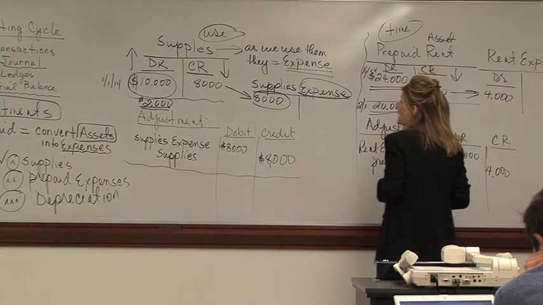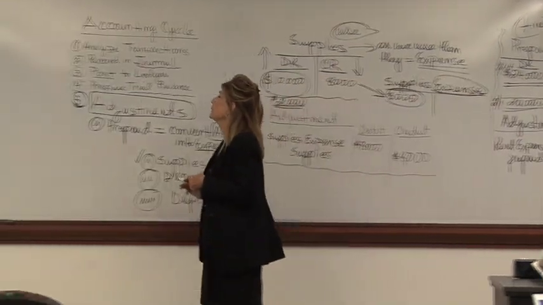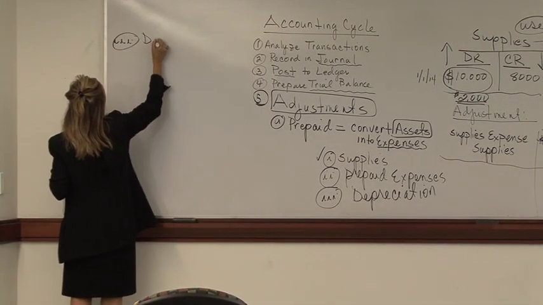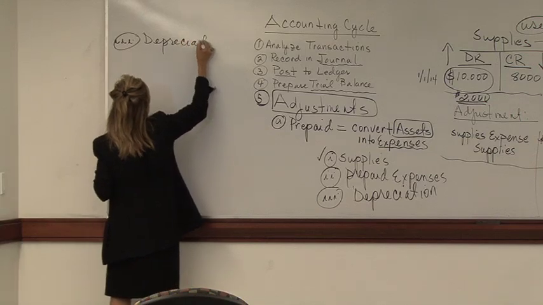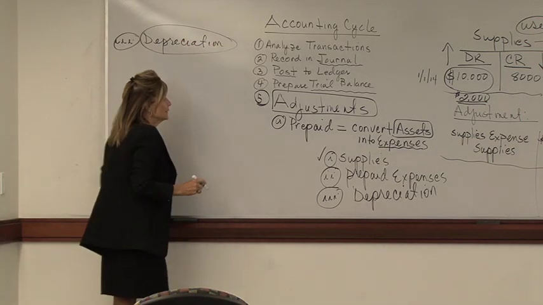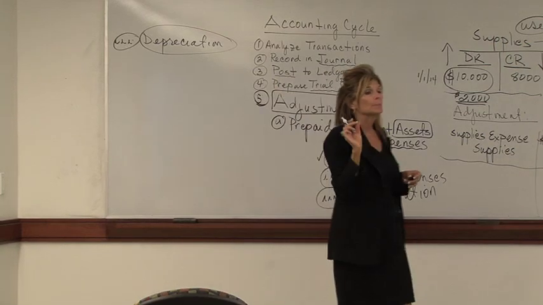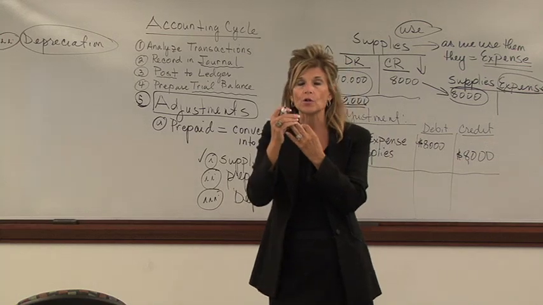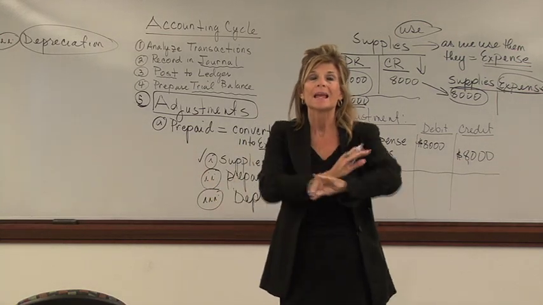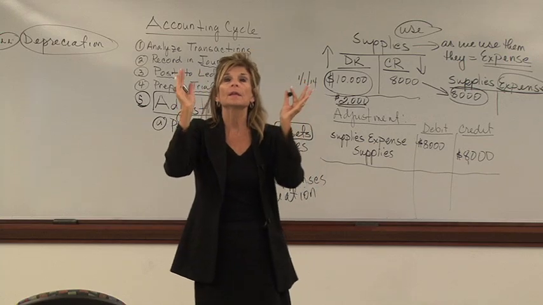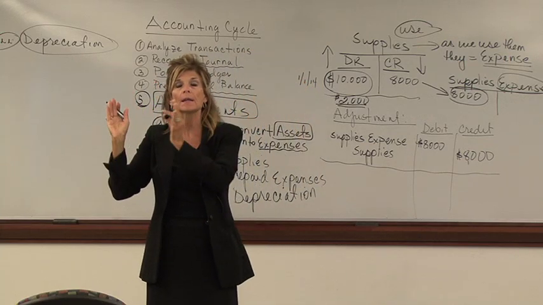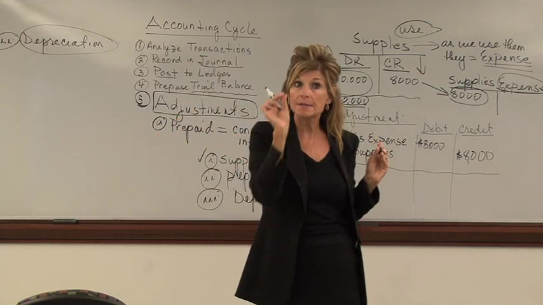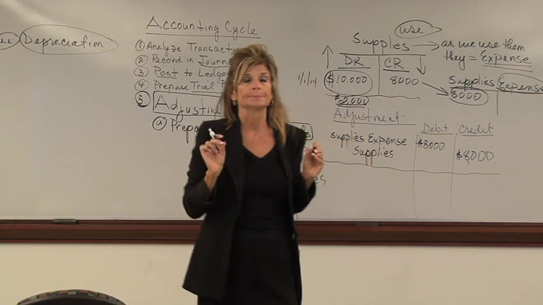The third and final type of prepaid adjustment is for depreciation. What we see with depreciation is we will have property, plant, and equipment: building, machinery, furniture, fixtures, automobiles, trucks. Every item that falls under the property, plant, and equipment category, which we call non-current assets, except land, depreciates.